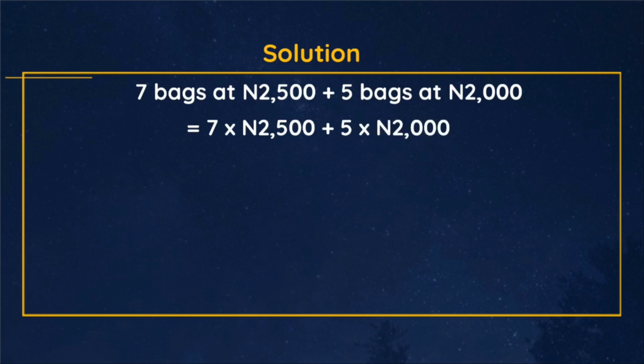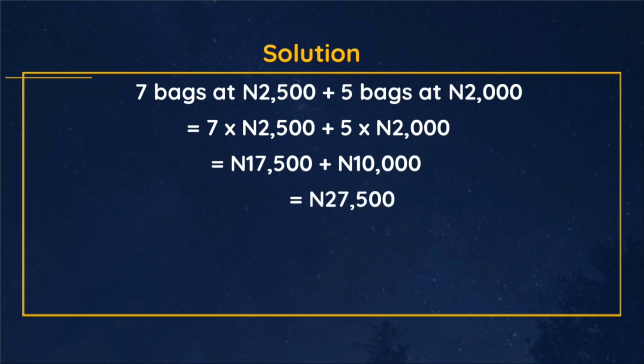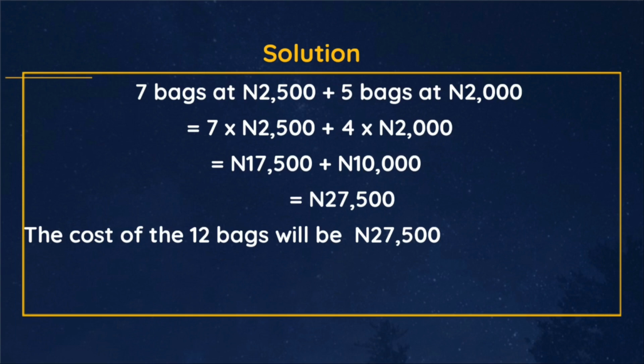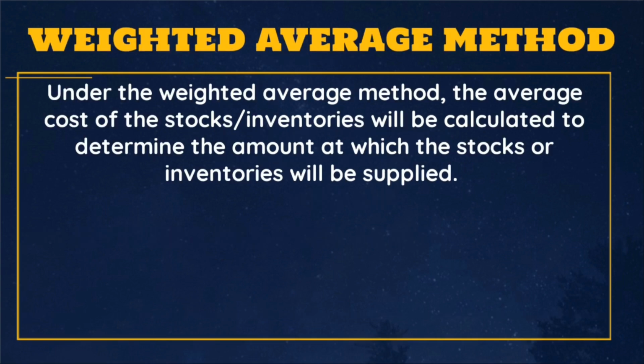So 7 times 2,500, that is going to give us 17,500. 5 times 2,000 naira, that is going to give us 10,000 naira. So 17,500 plus 10,000 naira, that is going to be 27,500. Which means under the LIFO method, that is the last in, first out, the cost of the 12 bags is going to be 27,500. Now let's take the last method, which is the weighted average.